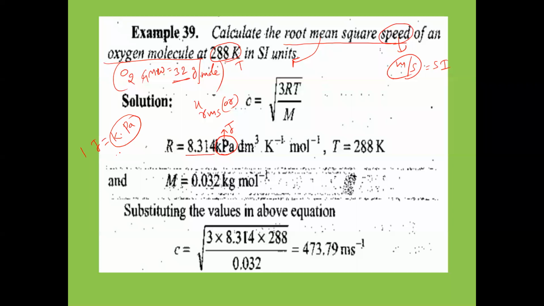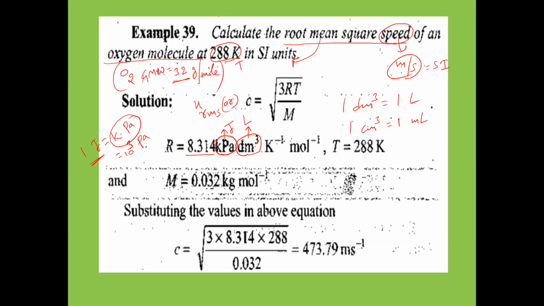Kilo means what again? 1000, 10 power 3 pascal. So kilopascal. 1 kilopascal equals what now? 1 joule. Remember. So R is equal to 8.314 kilopascal, that is joule, into decimeter cube. Decimeter cube means liter only. 1 decimeter cube is equal to 1 liter. 1 centimeter cube is equal to 1 ml. So here decimeter cube means liter only.